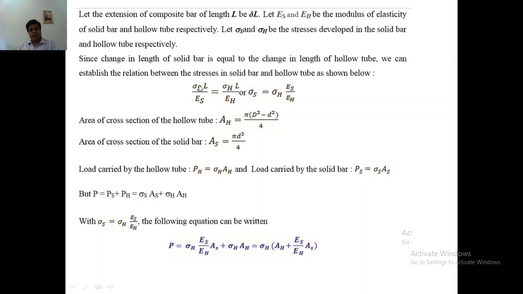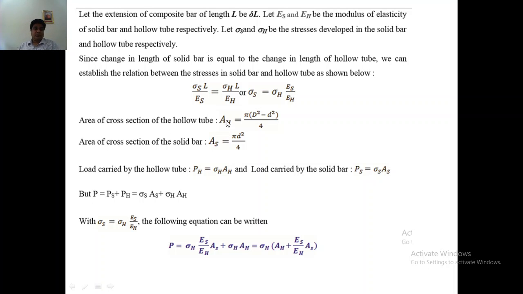You apply that for both solid and hollow cases, and we take the equation in terms of stress in the solid bar. So stress in the solid bar is expressed in terms of stress in the hollow bar, and you can see we have different Young's moduli for the two materials, and we will calculate the area as such.